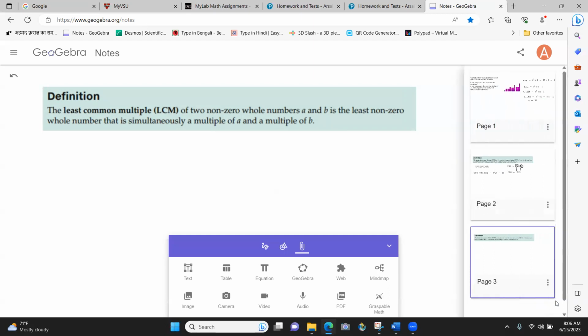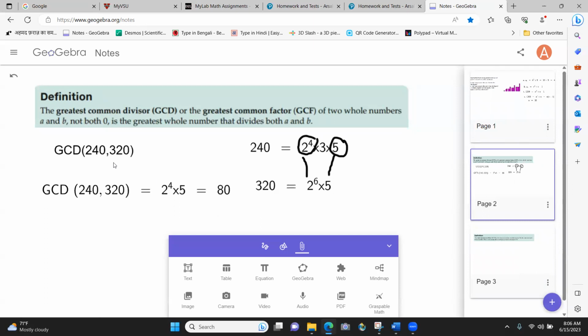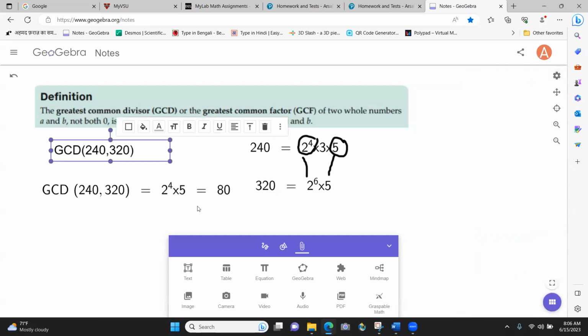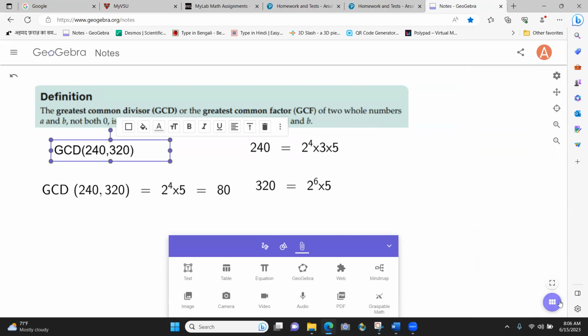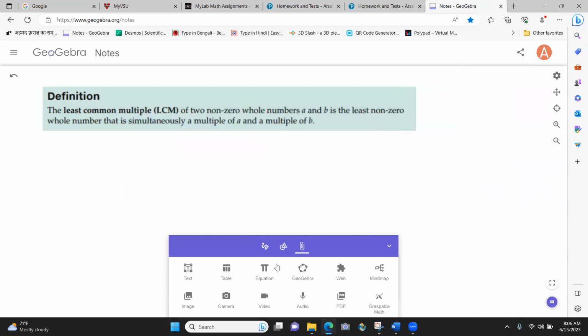Let me grab the same example if you don't mind. I'm going to find the LCM now. Well, let me give you a basic example, then I'm going to come back and work on the same problem. So LCM, lowest common multiple, of these two numbers.